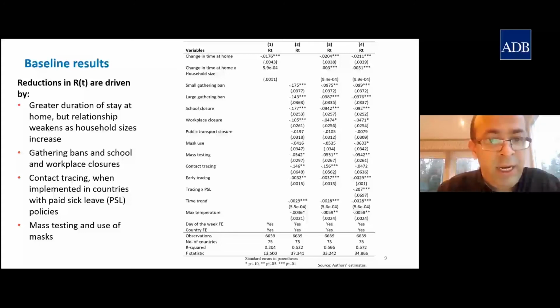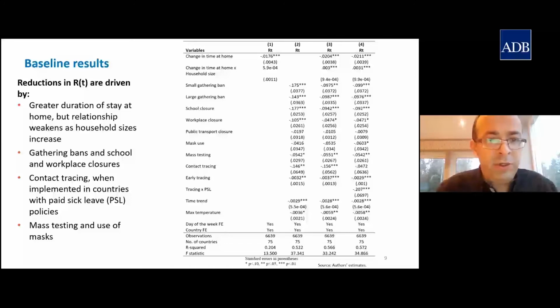And then if you look at the right-hand column, we bring in this paid sick leave interaction with contact tracing, and we find a very highly significant interaction, a very substantial coefficient, that basically paid sick leave enables contact tracing to work. And in the absence of having paid sick leave, contact tracing is not effective and becomes actually insignificant. So we think we found something quite interesting there.